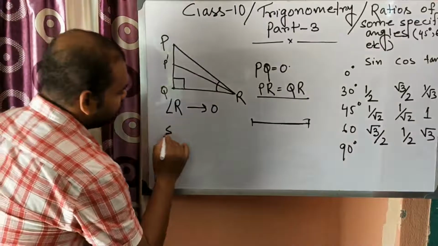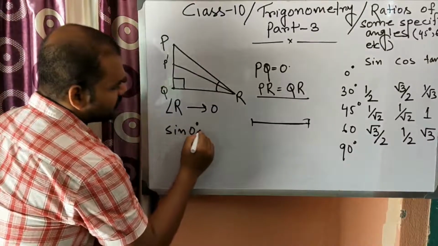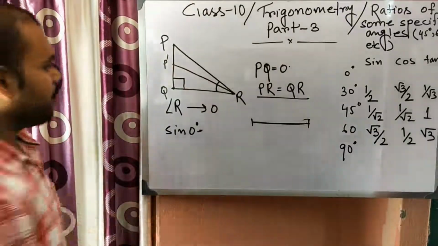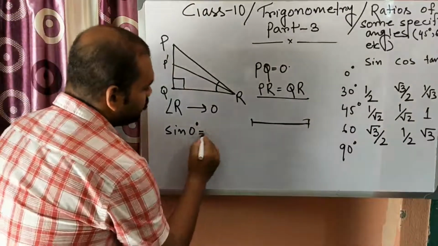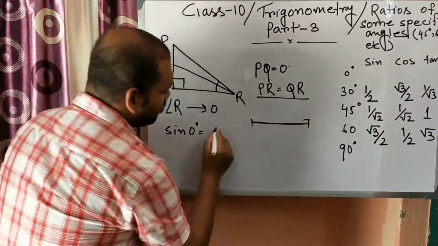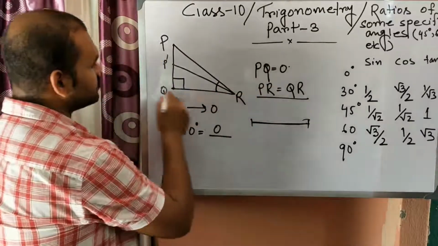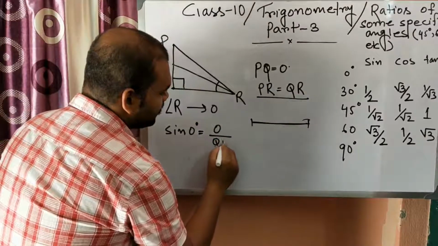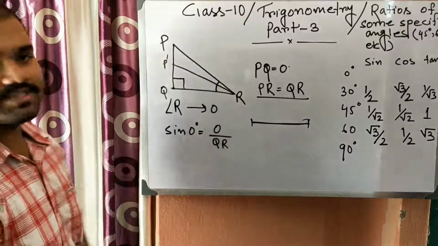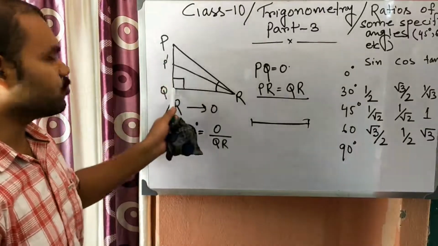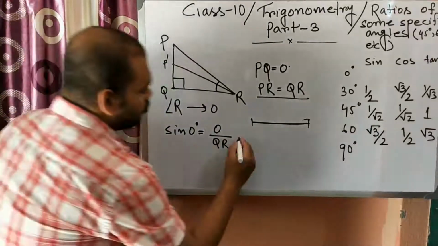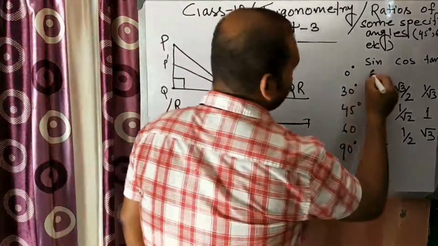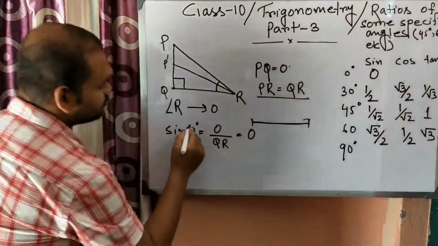So sine 0 degree, what is the value of sine 0 degree? Sine means perpendicular by hypotenuse. So what is the perpendicular? The value of perpendicular is 0, and the hypotenuse is QR or PR, anything you can write. Let us write QR, because QR and PR are now the same, as P now comes to Q. So we can write down 0. So sine 0 is equal to 0. Now what is the value of cos 0?